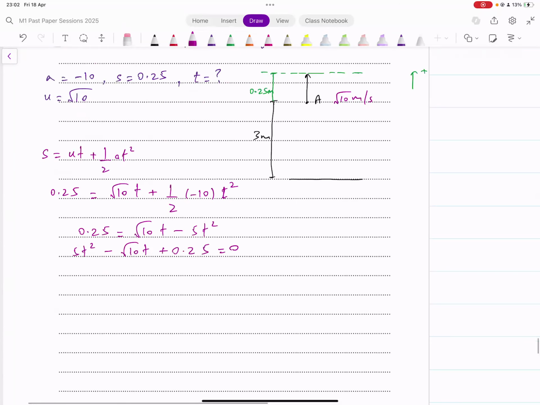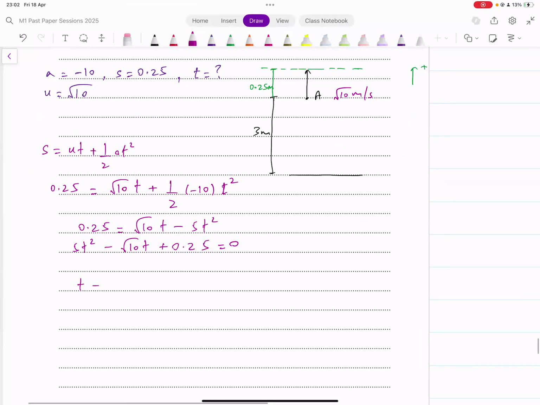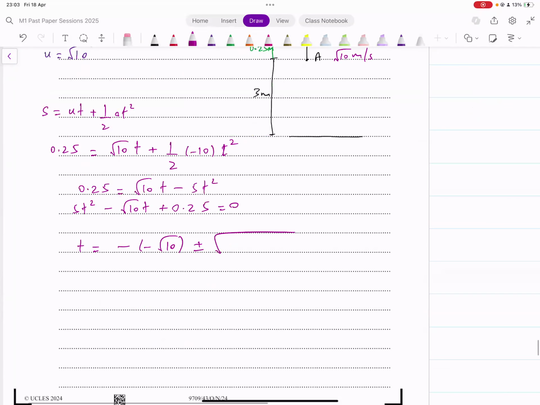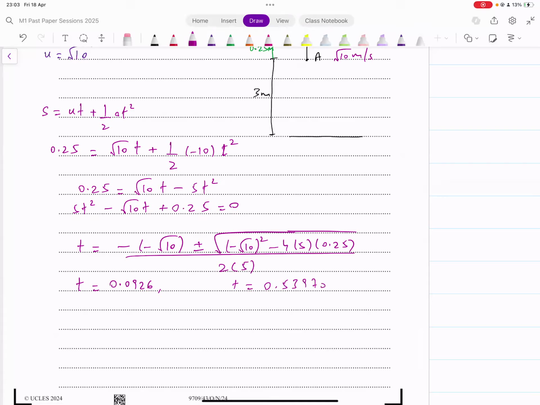Input the values in the quadratic formula: minus minus square root of 10, plus or minus square root of (square root of 10) squared minus 4 into 5 into 0.25, whole divided by 2 times 5. And that will give us the result. What's the value of t that we're getting? 0.0926 and 0.53978.